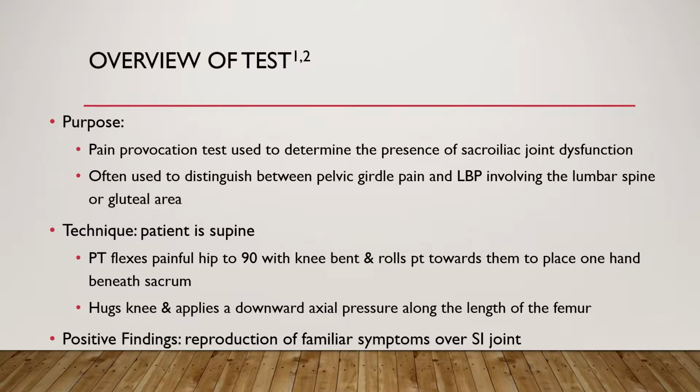For the technique, the patient is supine. The PT stands on the patient's non-painful side and flexes the painful hip to 90 degrees with the knee bent, and then rolls the patient towards them to place one hand beneath the sacrum. The PT then hugs the knee and applies a downward axial pressure along the length of the femur with the other hand to mobilize the innominate on the fixed sacrum. Positive findings include if the patient reports a reproduction of familiar symptoms over the SI joint.